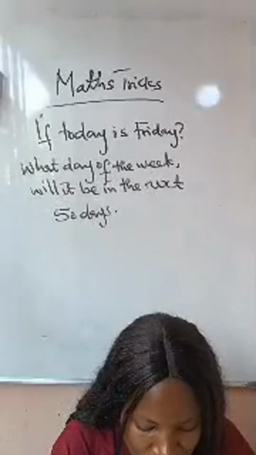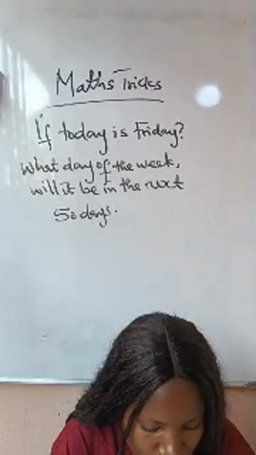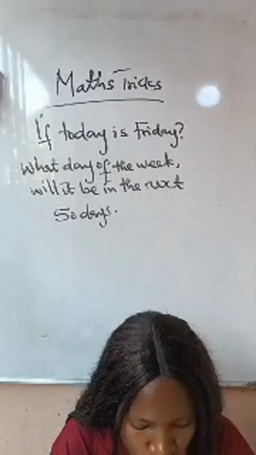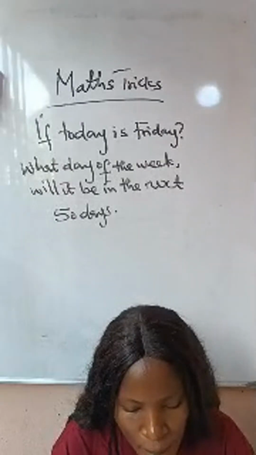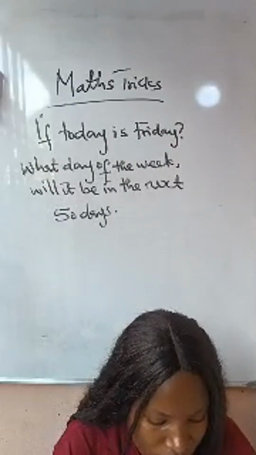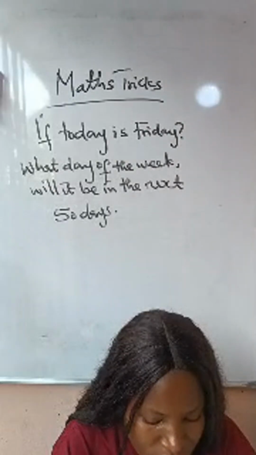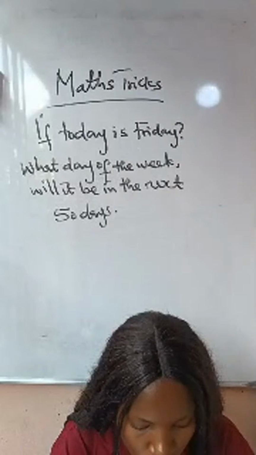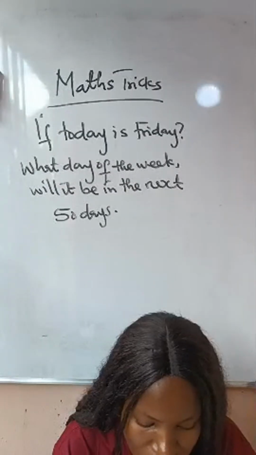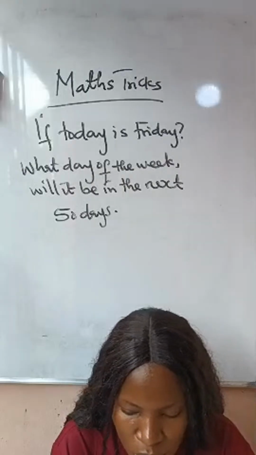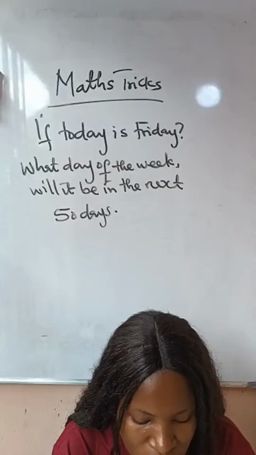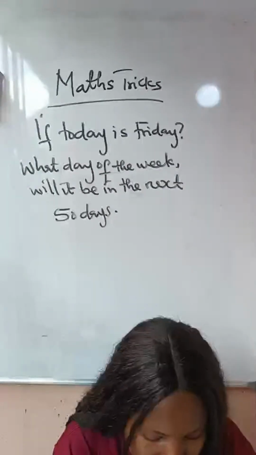Exactly. Thank you so much. That is because, remember what you should do. You divide 50 by 7, and when you do that, you are going to get 7 remainder 1. That remainder is what is important to you. So a day after Friday will be Saturday. And that is the answer.